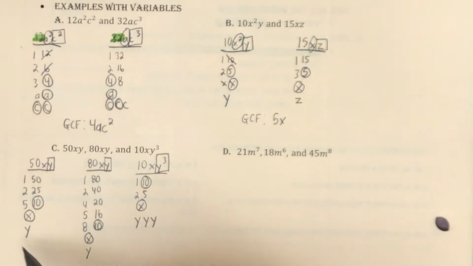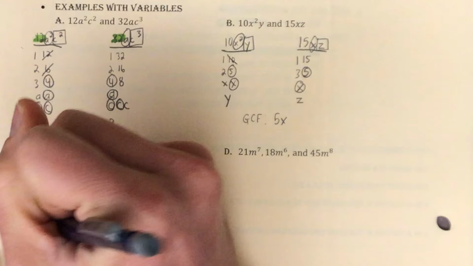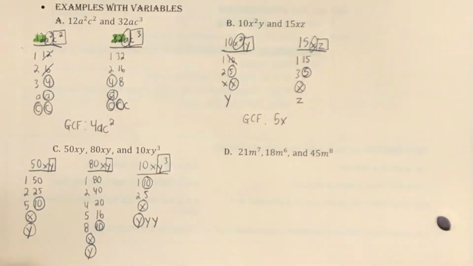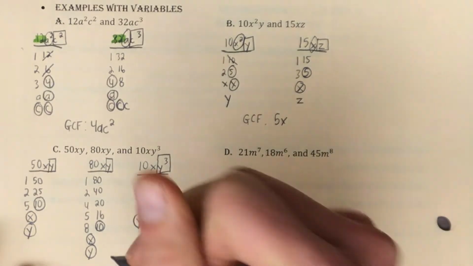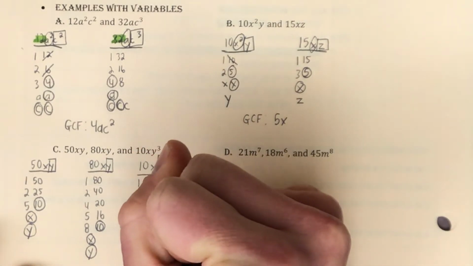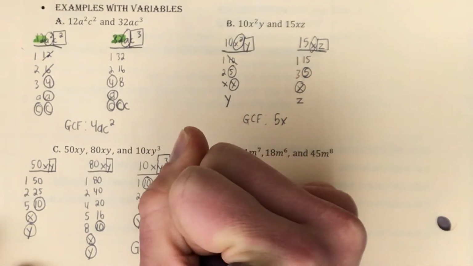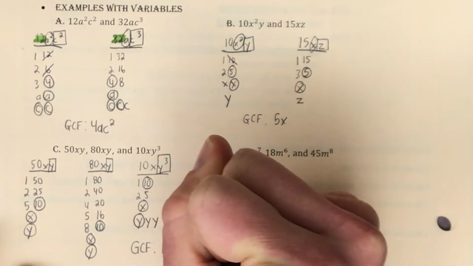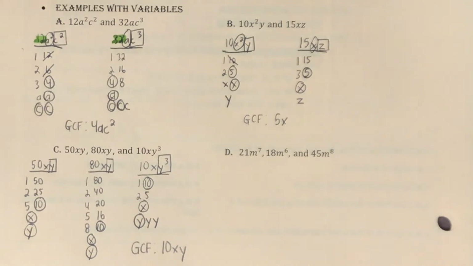So then I see I have y's in every single list. I've got 1 y here, 1 y here, and 3 here. But the smallest amount that's in all 3 lists is just one of them. So 1 here, and 1 there. So then to figure out my greatest common factor, I put that all together. So my greatest common factor is the number 10, 1x, and 1y. So greatest common factor is 10xy.